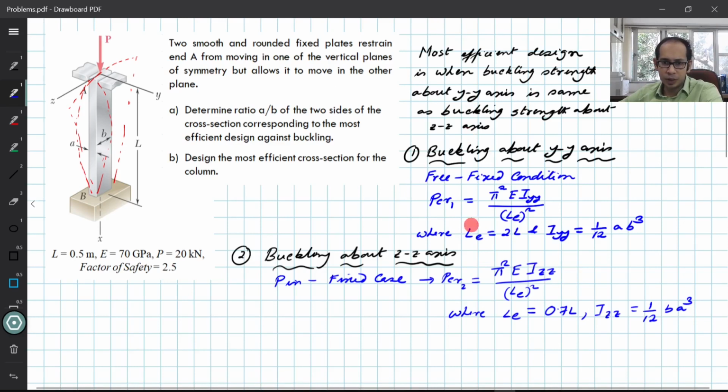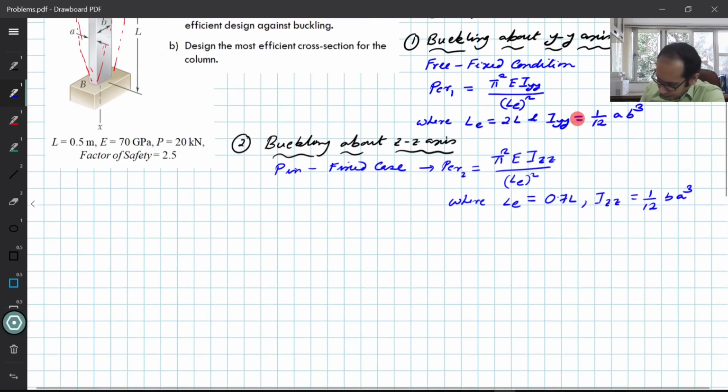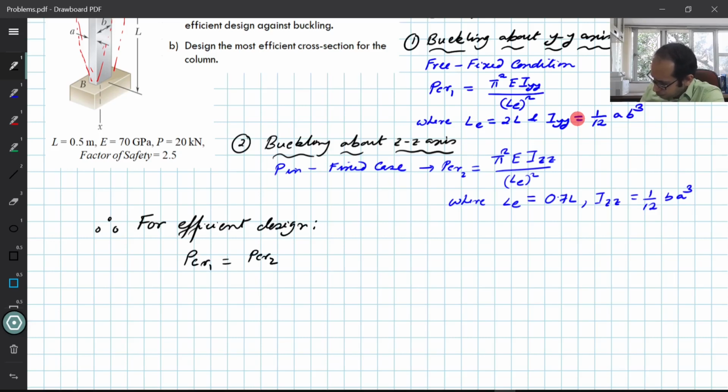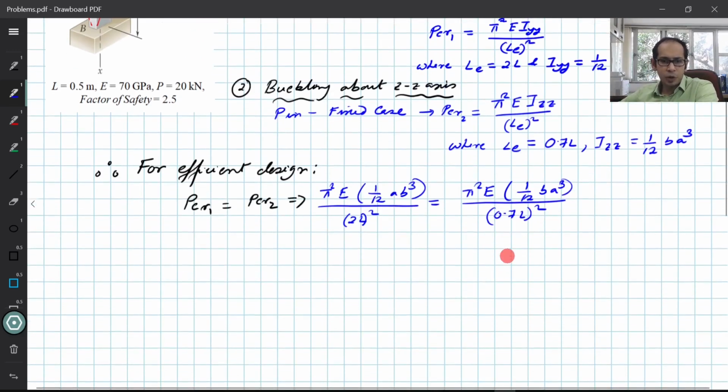So we just simply need to equate PCR1 equals PCR2 and then find the ratio of A to B that you will get over here. So I will do the algebraic manipulations here and you can come back and check. If you solve this one, cancel out the terms and so on, eventually you will get the ratio of A to B as 0.35.